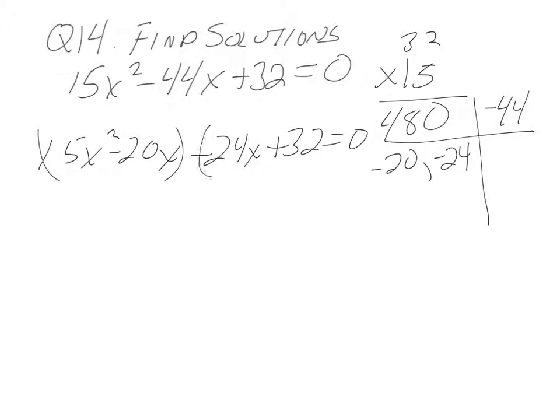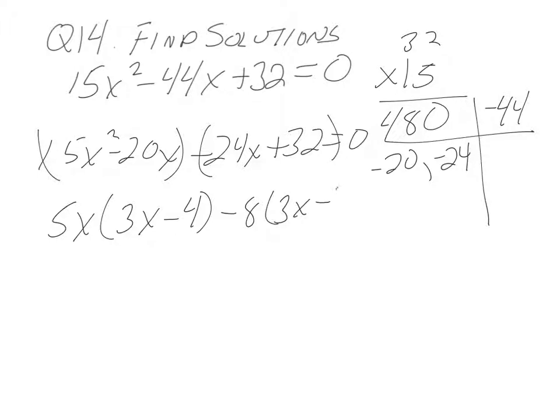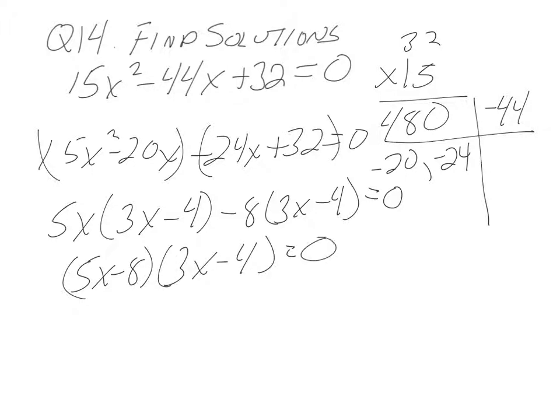Pair them off. Greatest common factor in 15x squared minus 20x would be a 5x, leaving me with 3x minus 4. The greatest common factor between negative 24x and plus 32 would be negative 8, leaving me with 3x minus 4. I recombine and get 5x minus 8 times 3x minus 4 equals 0.